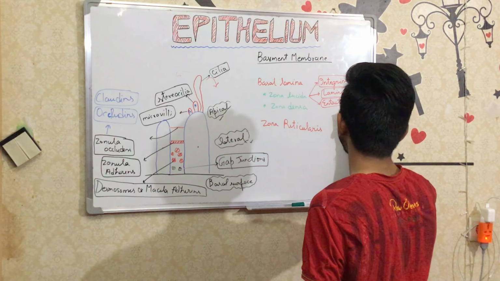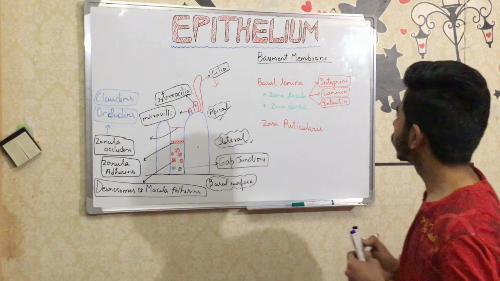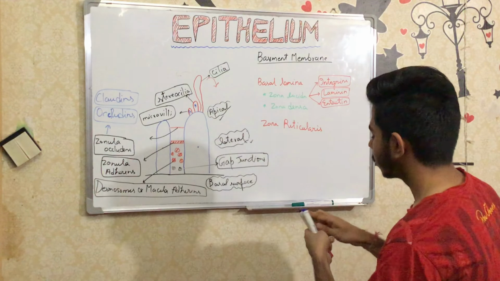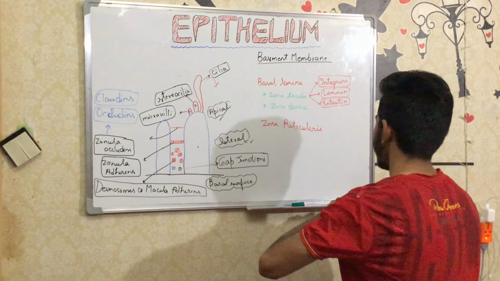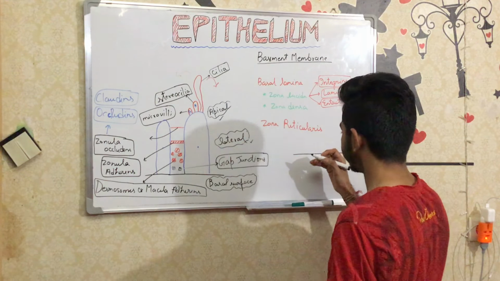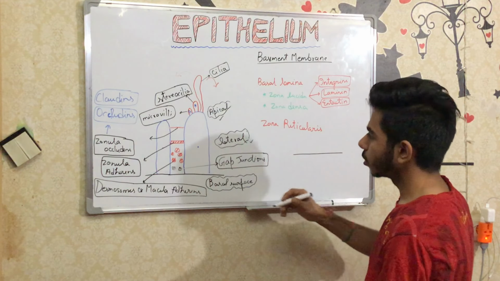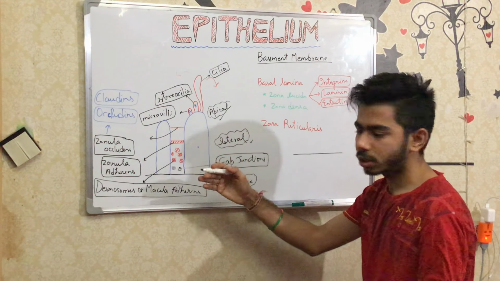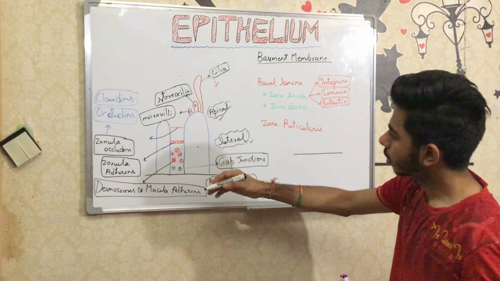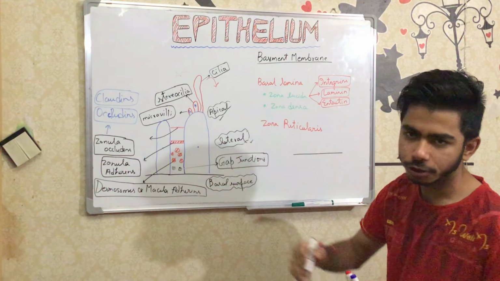So these are the three proteins present over there in the lighter portion of the basement membrane. If I talk about the basement membrane over here, let me show you. This is the basement membrane. Besides it, underlying it, what is the function of the basement membrane? It separates the epithelium from its underlying tissues.